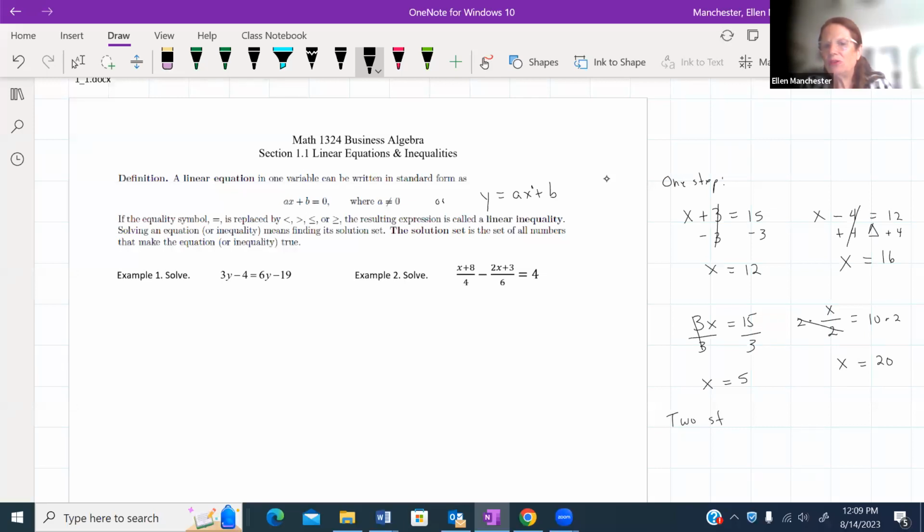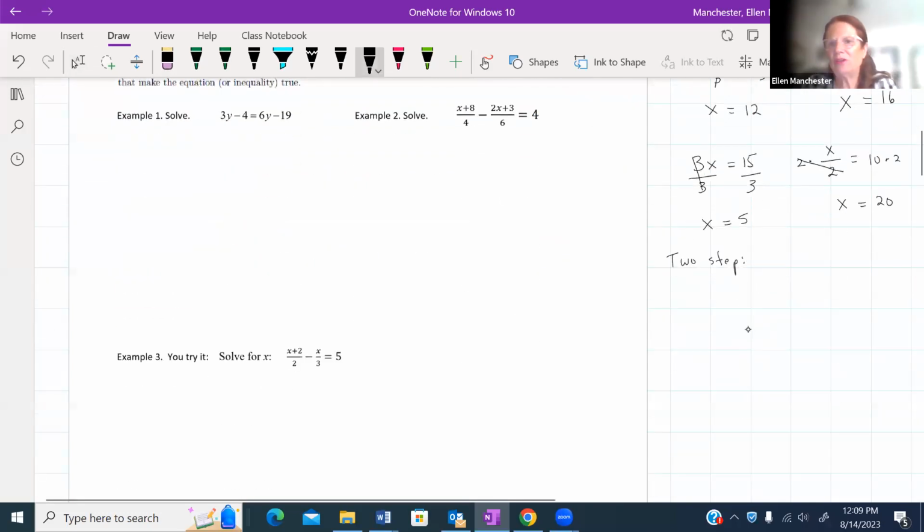Then we go to two-step, and it's just a combination. What we're doing is combining these two processes. So we have, say, 2x plus 3 equals 13. With the two-step, we're going to get rid of the 3 first. That cancels, so I end up with 2x equals 13 minus 3, which is 10. Then I'm going to divide both sides by 2, so I get x equals 5. And again, I can check. 2 times 5 is 10. 10 plus 3 does give me 13. So this is an example of a two-step equation.